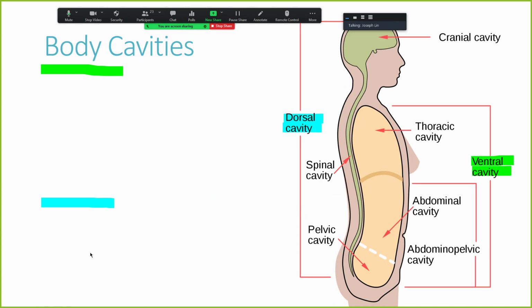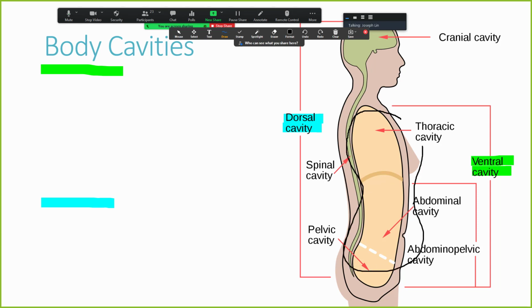We also have body cavities. The cranial cavity is where the skull sits. We have the dorsal cavity, which is going to be in the posterior region. And we also have the ventral cavity, which is all the organs inside the upper thoracic and abdominopelvic cavity, so your heart, your lungs. And then we have the upper chest cavity, the thoracic, and then the lower abdominal cavity called abdominopelvic, right?